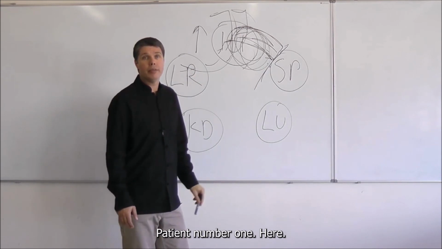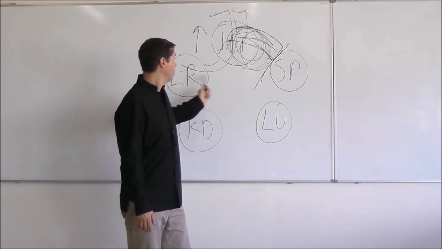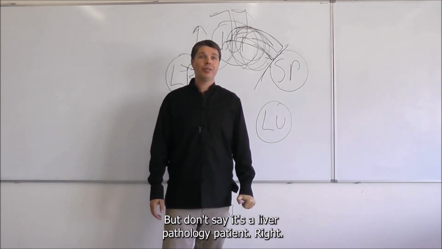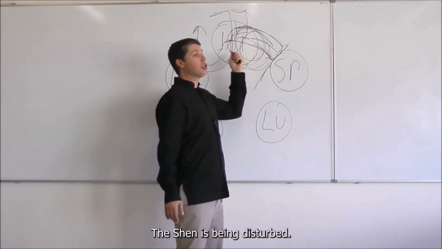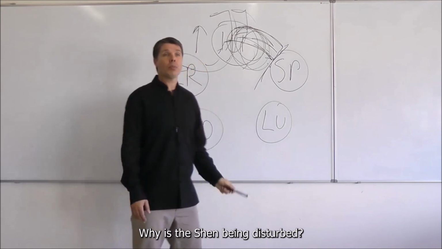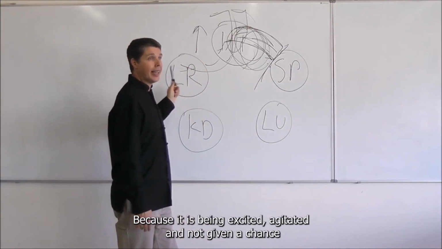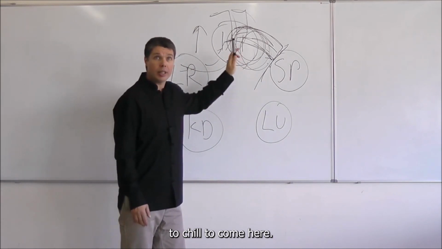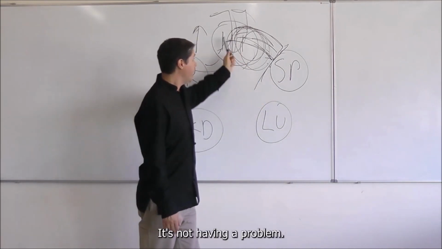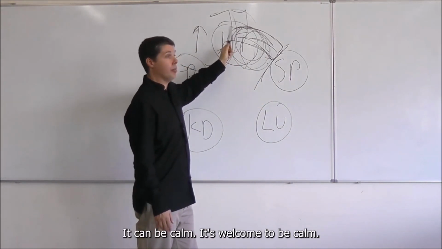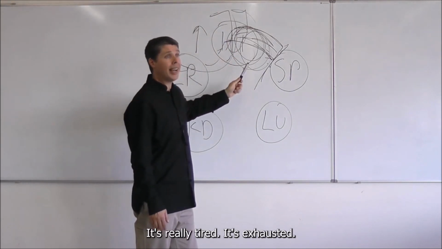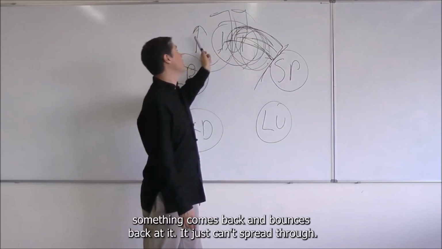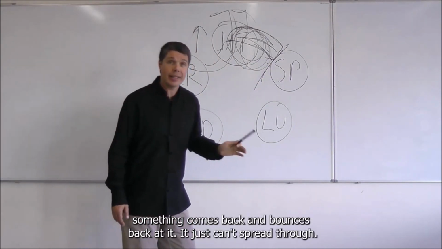Patient number 1. It's here. But don't say it's a liver pathology patient, right? The shen is being disturbed. Why is the shen being disturbed? Because it is being excited, agitated, and not given a chance to chill, to calm. Here, it's not having a problem. It can be calm. It's welcome to be calm. It's really tired. It's exhausted. But every time it goes into a place where it gets calm, something comes back and bounces back at it. It just can't spread through.